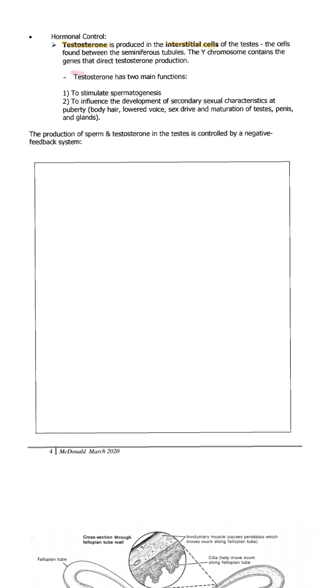Testosterone has two main functions. The first is to stimulate spermatogenesis, and the second is to initiate the development of secondary sex characteristics. So those really are the puberty characteristics that we tend to talk about. It's an easier way to remember them.